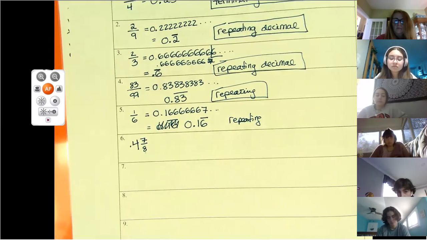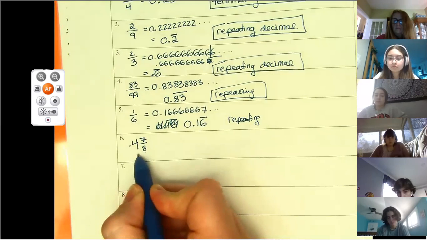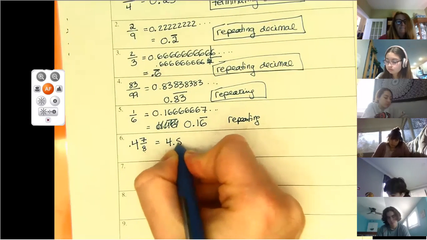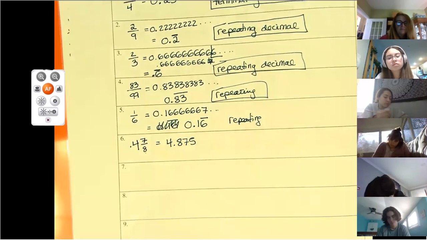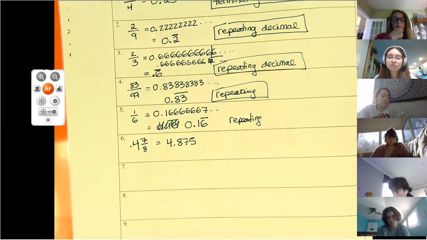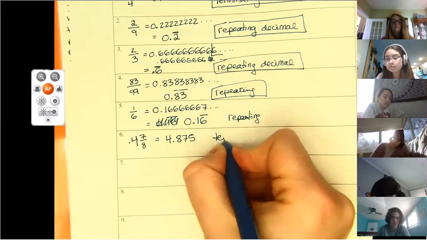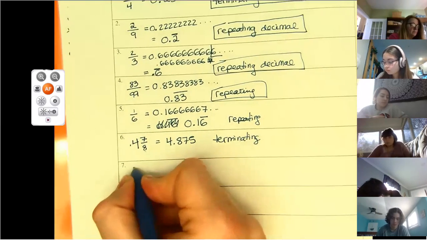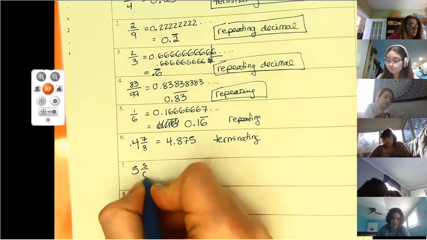0.875. Perfect. You know what I'm going to do with the 4? Instead of making this 0.875, I'm just going to make it 4.875. That's all I'm going to do. So basically, you're going to use the calculator for the fraction parts and just stick that whole number before the decimal. It's 4.875. And is it repeating or terminating? It is terminating. It just stopped.